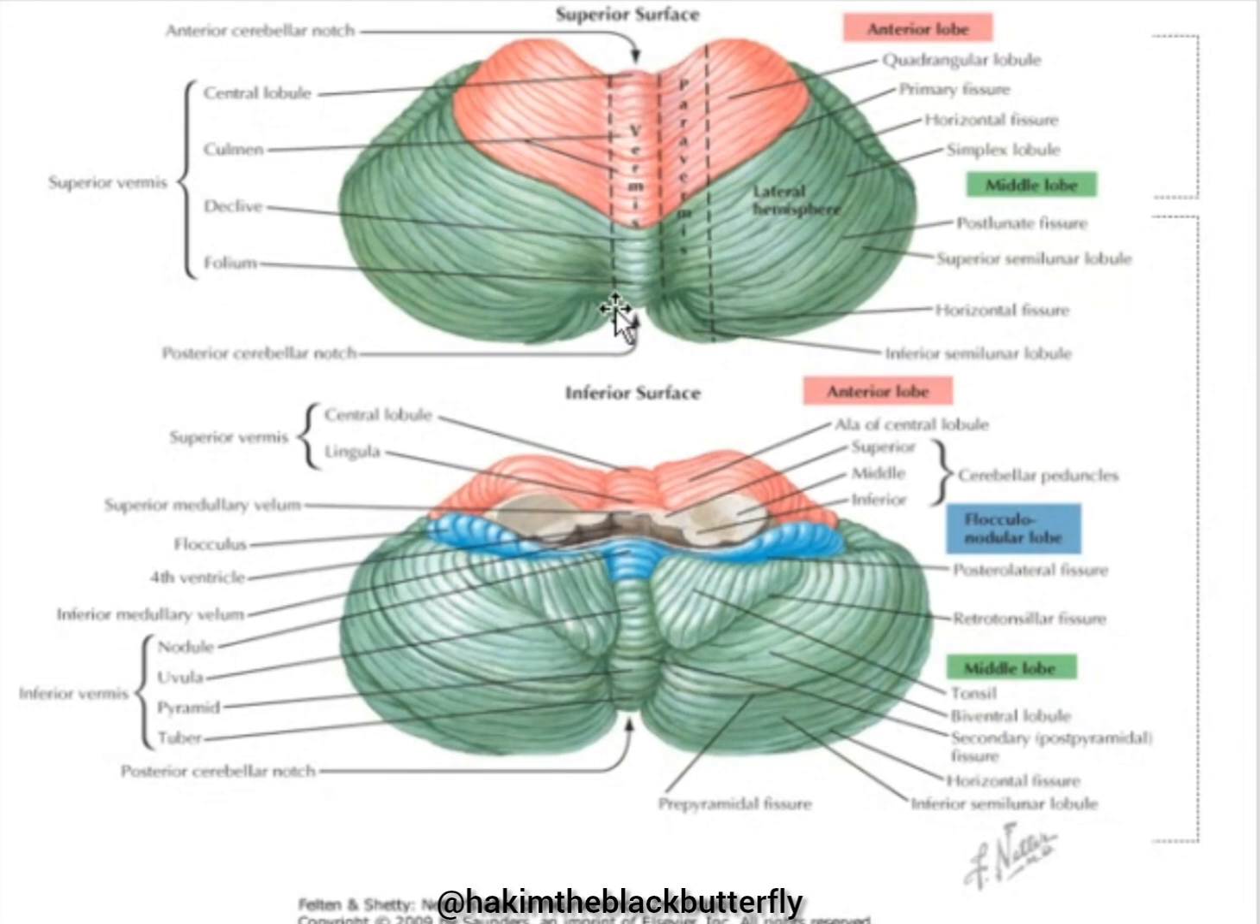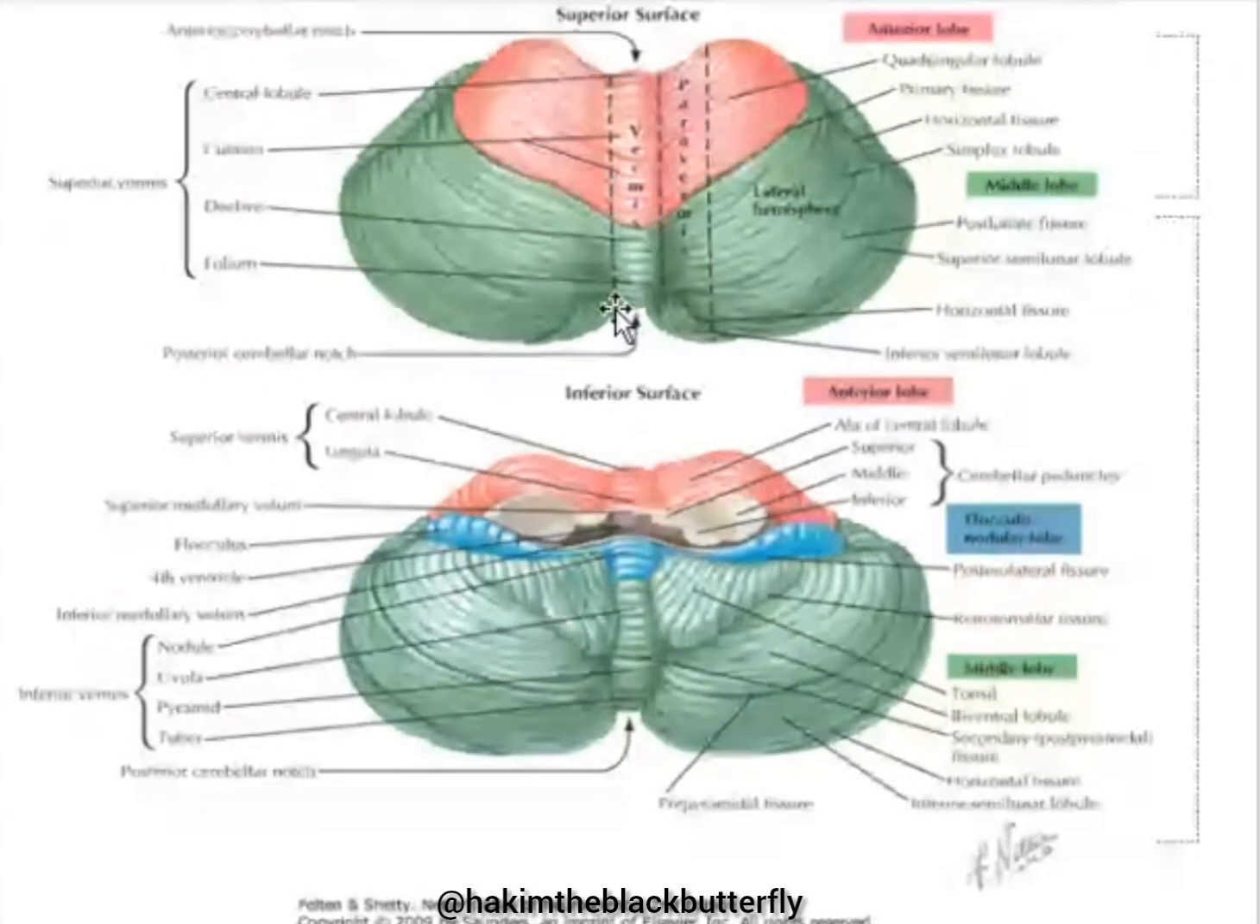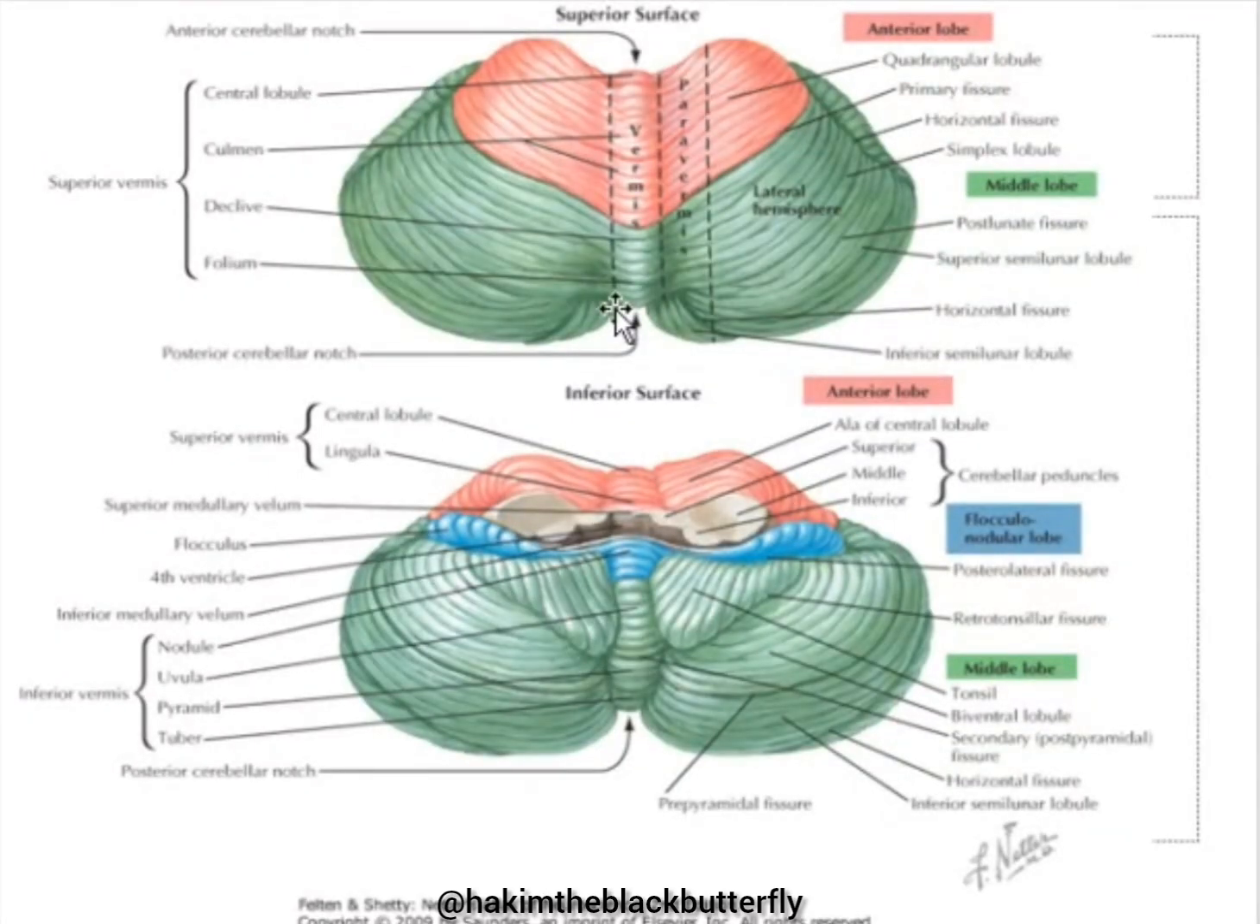And they are distributed throughout the different anatomical lobes. So as you can see, the flocculonodular lobe only contains the nodule. The anterior lobe contains the culmen, the central lobule, and the lingula. And the posterior or middle lobe contains the declive, the folium, then the tuber, the pyramid, the uvula. All these fall under the posterior or middle lobe.